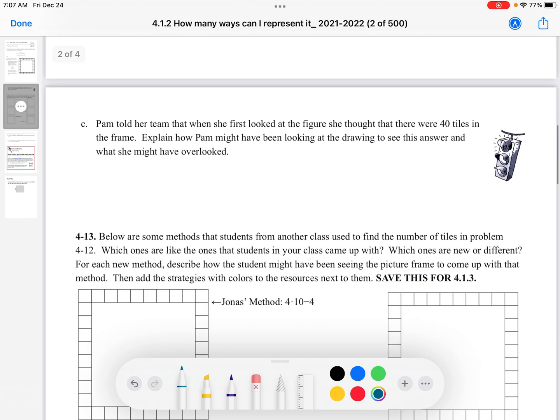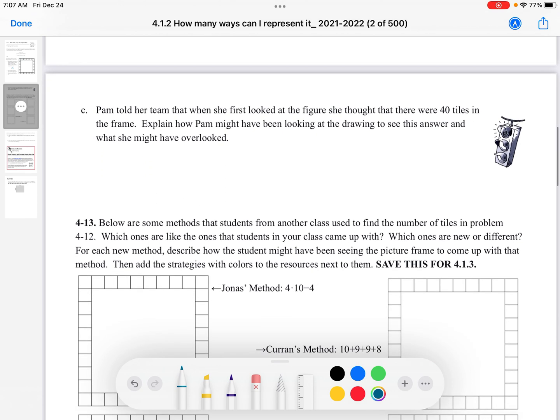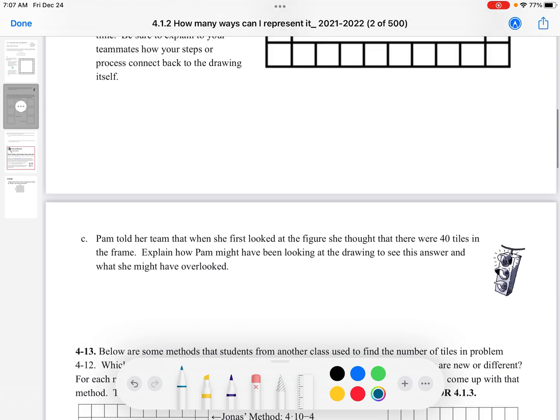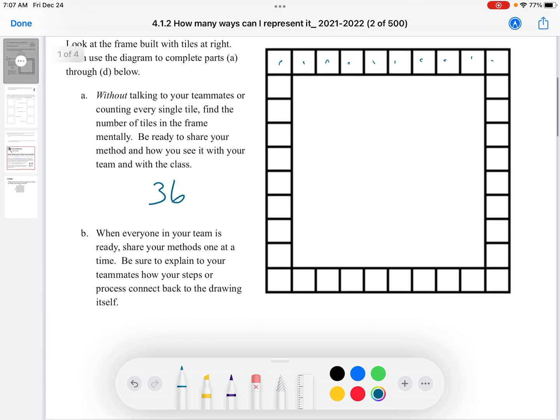Pam told her team that when she first looked at it, she thought there were 40 tiles in the frame. Explain how Pam might have been looking at the drawing to see this answer and what she might have overlooked. Well, if she counted 10 on that side and then did 10 times 4, she counted 1 to 10, then 1 to 10, then 1 to 10, then 1 to 10. That's how she would have got her 40.